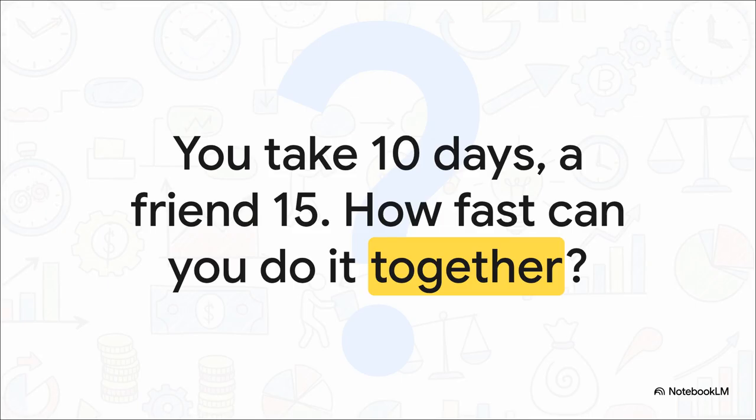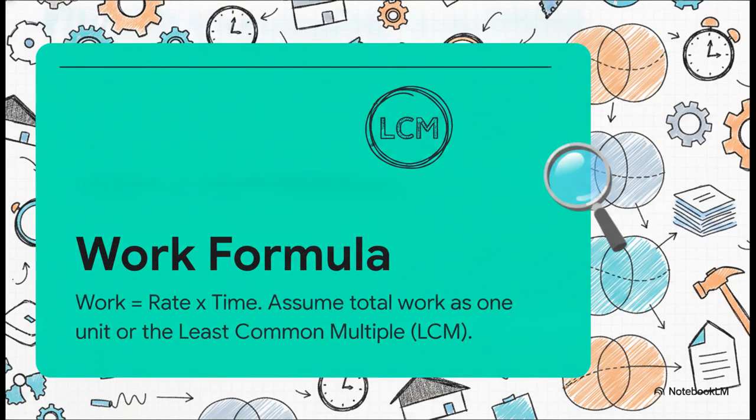Now, a lot of people will try to just average those numbers, or they get tangled up in really messy, complicated fractions. But to actually solve real-world problems efficiently, we need a structured framework. Enter the foundational equation of our universe today. Work equals rate times time. W equals R times T.